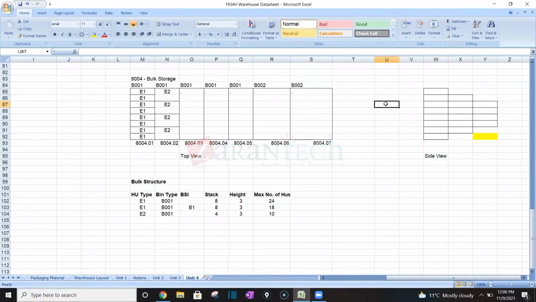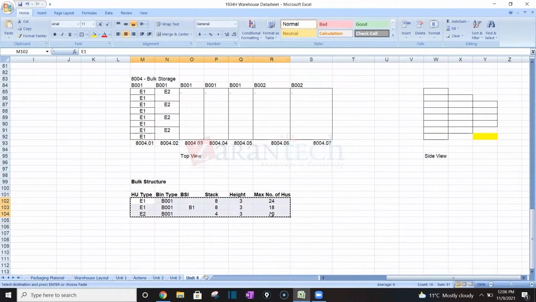Okay, got it. Based on the product capacity, we can maintain this BSI, right? Yeah. Okay.